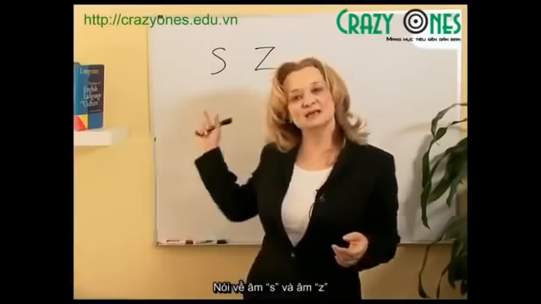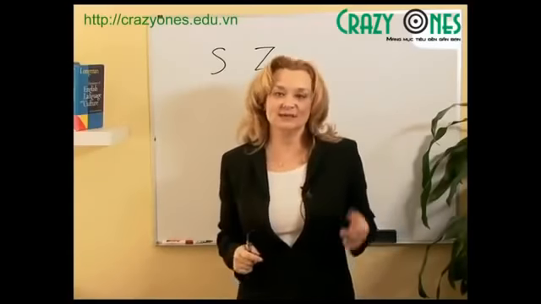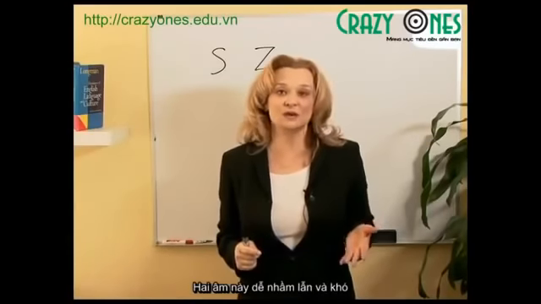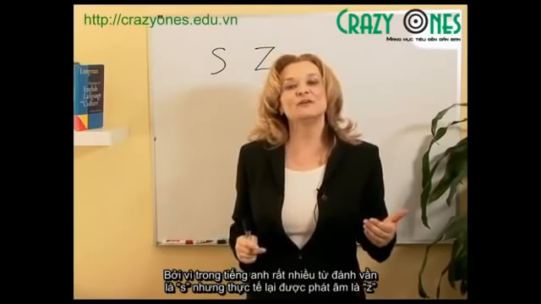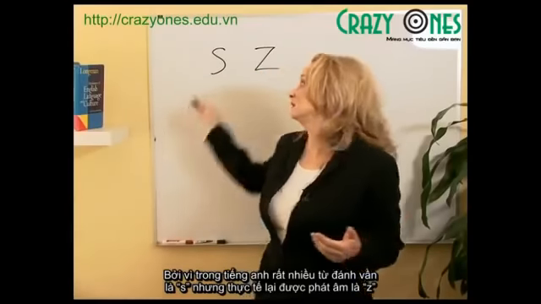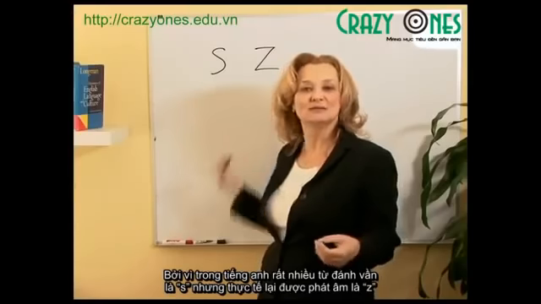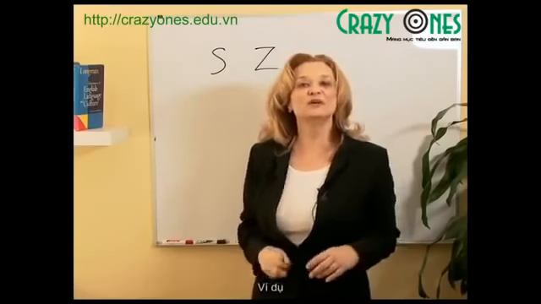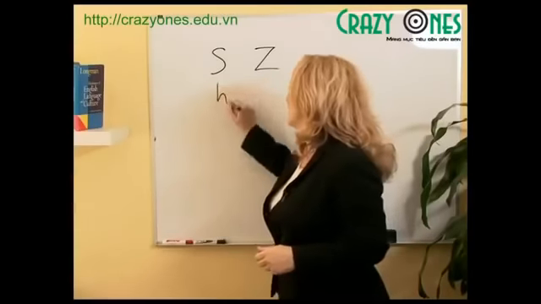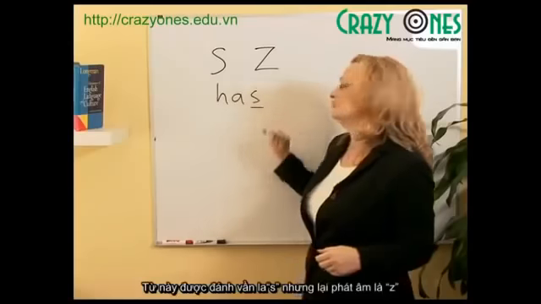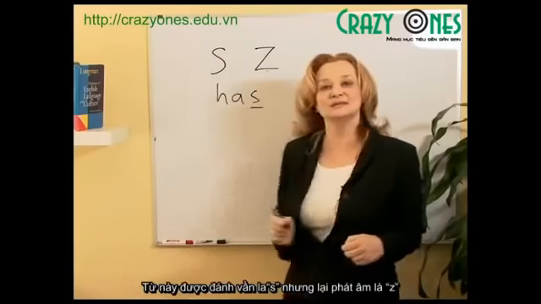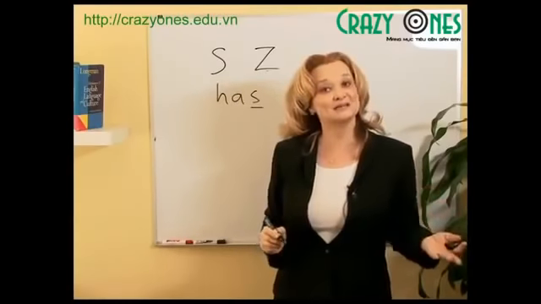Let's talk about the S and the Z sounds. This can be confusing and difficult because in English, very often a word is spelled with an S sound, but it's actually pronounced with a Z sound. For example, the word "has." It's spelled with an S, but the sound is actually Z, "has."